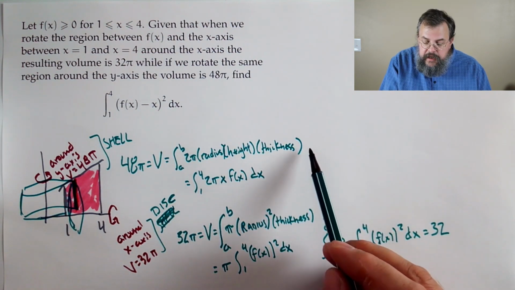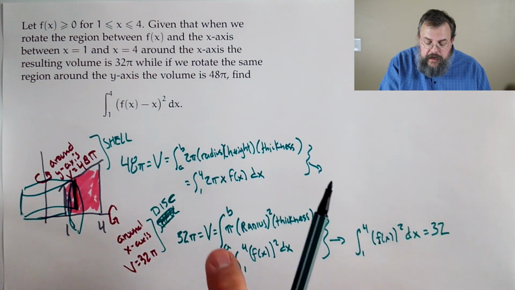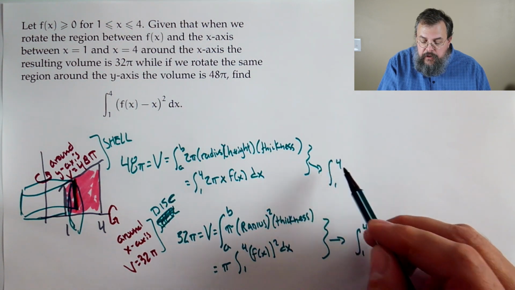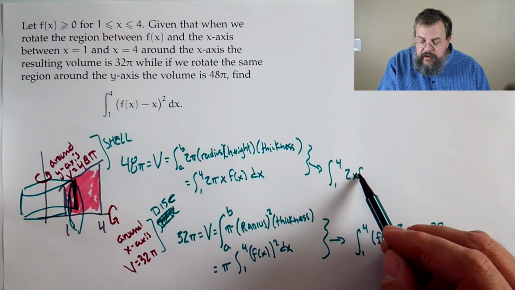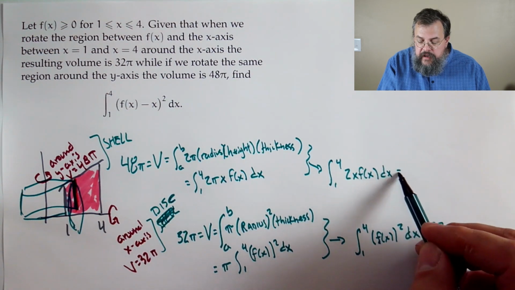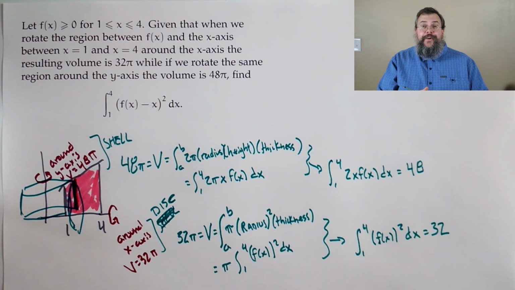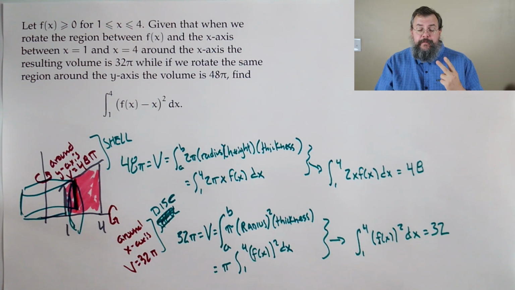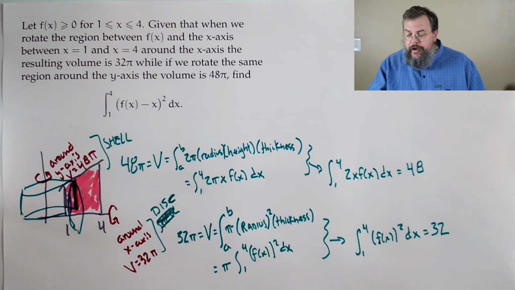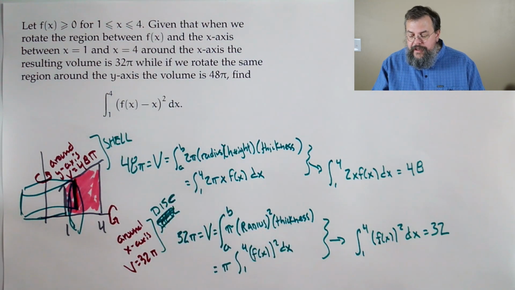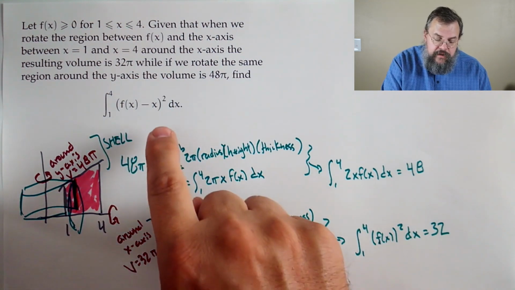So similar idea as before, we can say, aha, let's cancel a pi, and we can say that the integral 1 to 4 of 2x f of x dx is 48. Okay, now, those are our two pieces of information rewritten using our formula. What can we do? Well, now we start to say, hey, let's actually work on this integral and see what it becomes. So I need to square it.